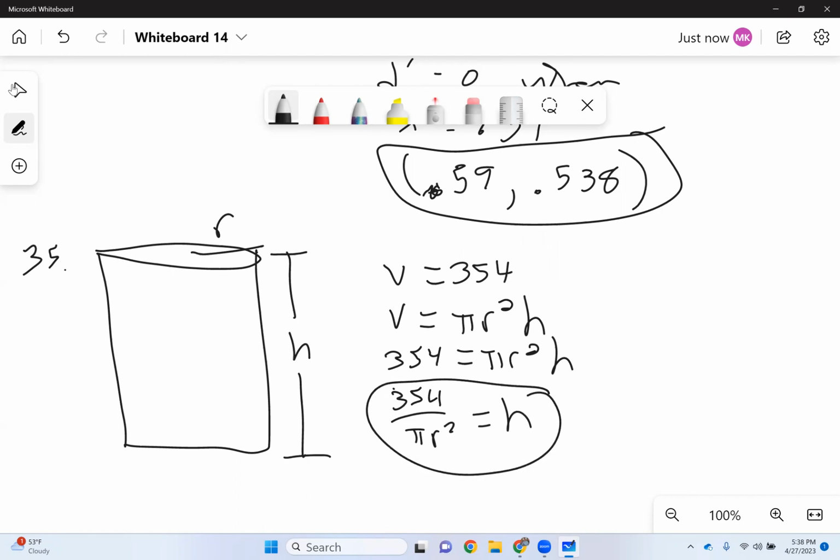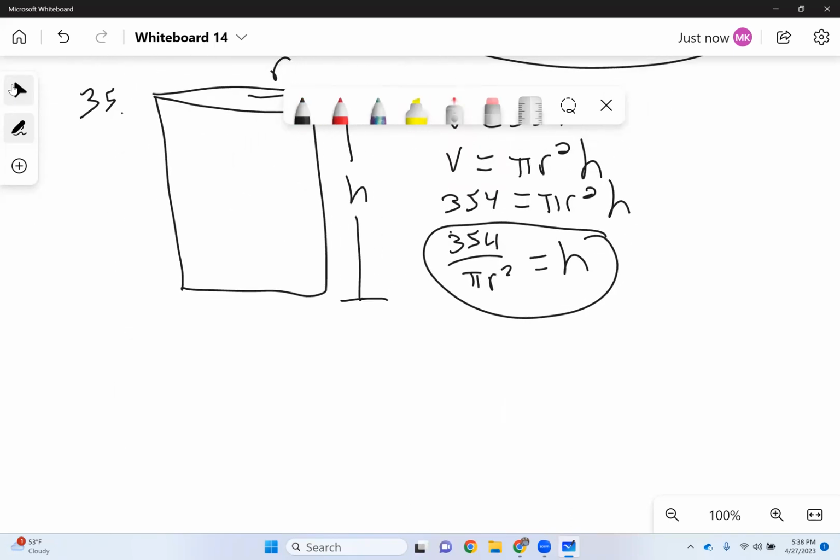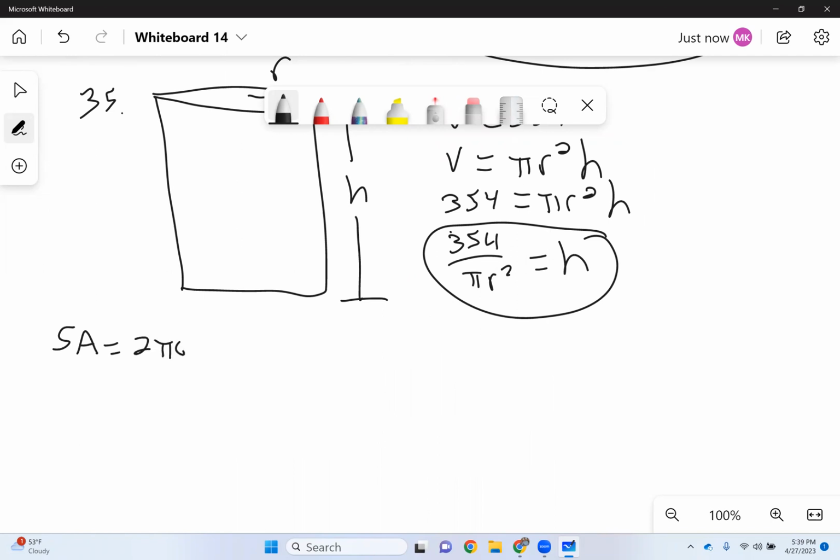Now it says to minimize the surface area, which makes sense because if we're making a can, we want to minimize the cost to make the can. So we have to have a volume of 354, but we want the cans to have the dimensions that are going to use the least amount of materials. So everybody knows the formula for the surface area of a can is equal to 2 pi r squared plus 2 pi r h. And h is equal to 354 over pi r squared.